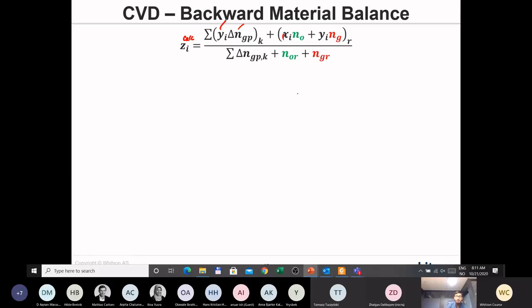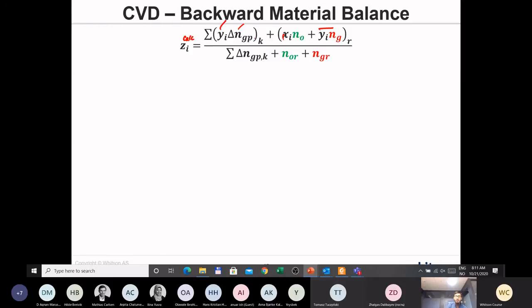K represents the pressure stage, and this sum product represents how many moles of gas we have removed from the PVT cell at all pressure stages until the abandonment condition. Then at abandonment pressure, since we have two phases in the PVT cell, the oil phase and the gas phase, this represents the moles of component i in the oil phase, and this represents the moles of component i in the gas phase at the residual pressure or the abandonment pressure.